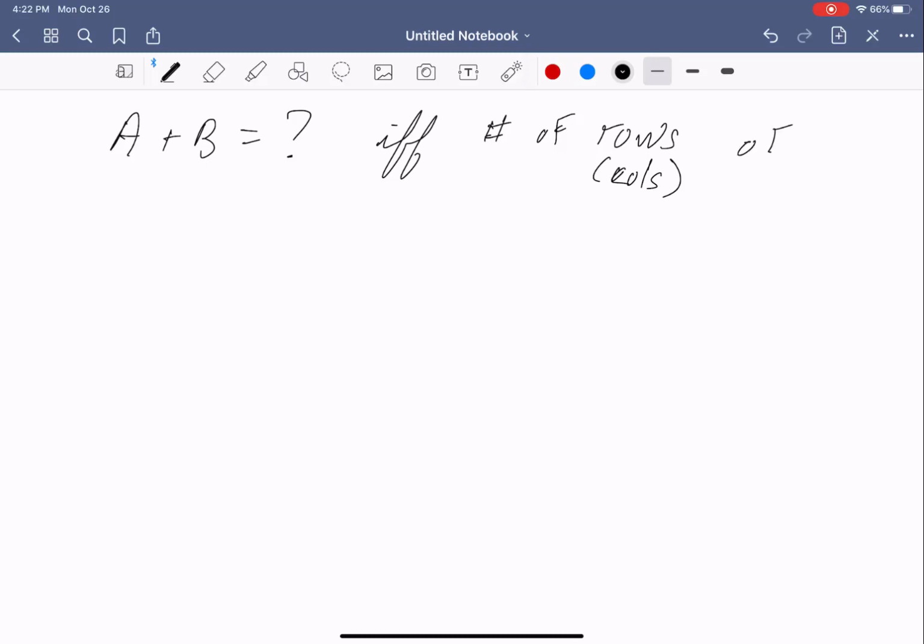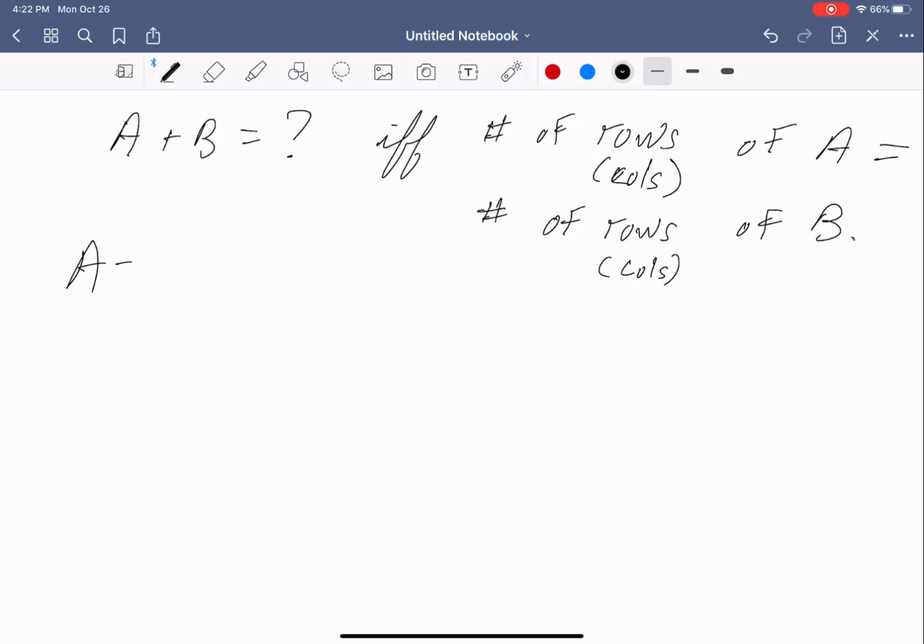Now, what is A plus B equal to? Well, you can only add them, so we're getting back to the if and only if the number of rows and columns of A equal the number of rows and columns of B.